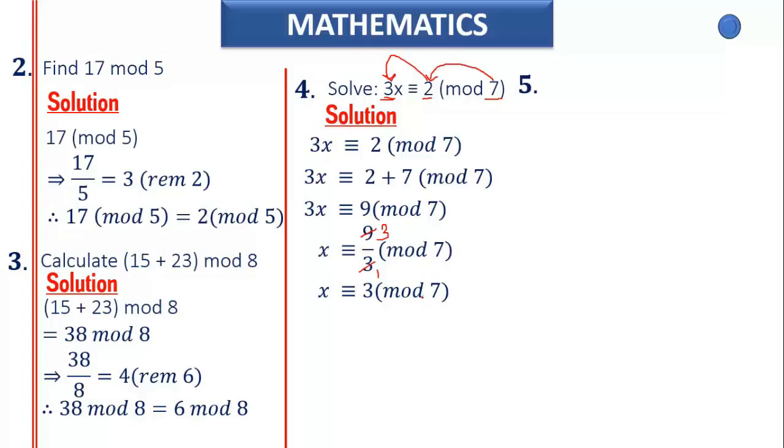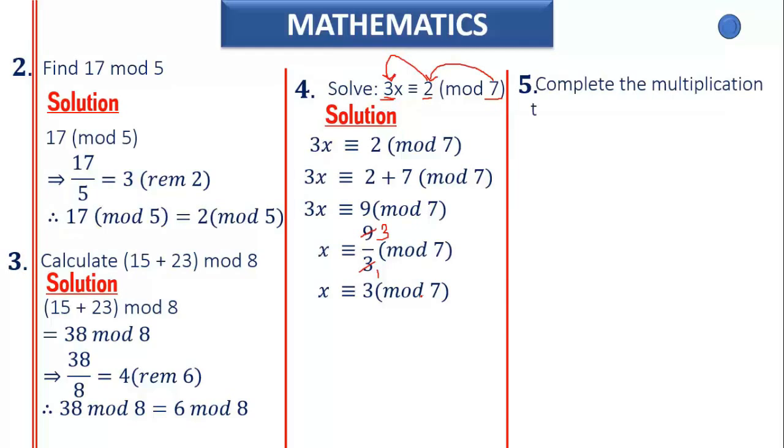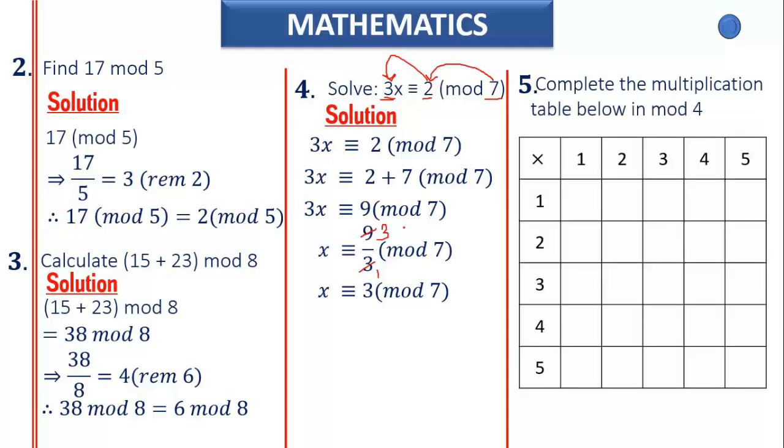Now let's take a look at the 5th question here. Complete the multiplication table below in mod 4. Now we have the table here. Let's pick them one by one like this.